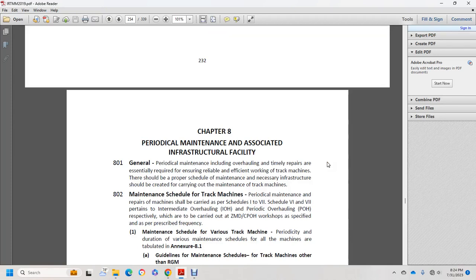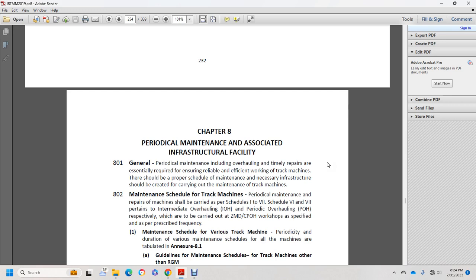Alright, Chapter 8, Periodic Maintenance, Associated Infrastructural Facility, General Procedural. Periodic maintenance includes the overhauling and timely repair required for the reliable and efficient working of the track machines. There should be a proper schedule of maintenance. Necessary infrastructure should be created for carrying out the maintenance of the track machines.